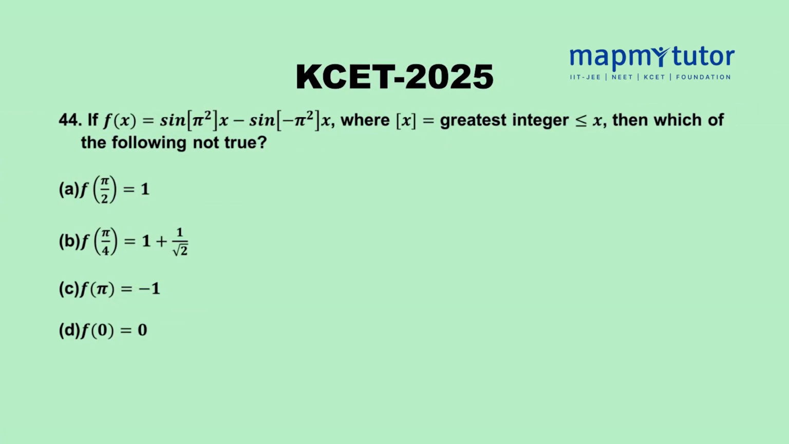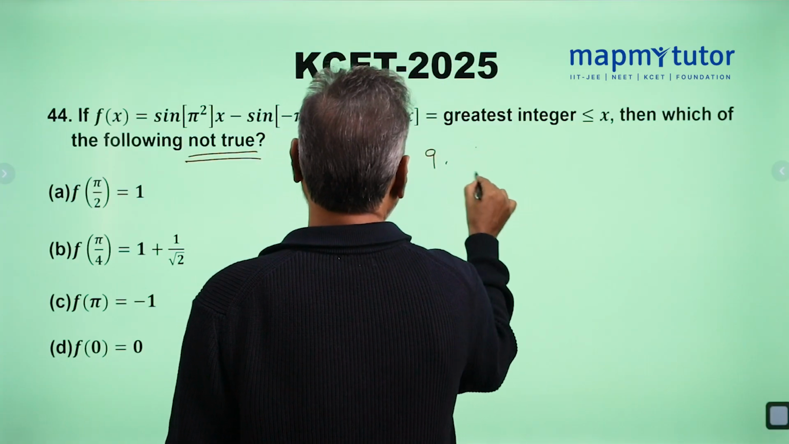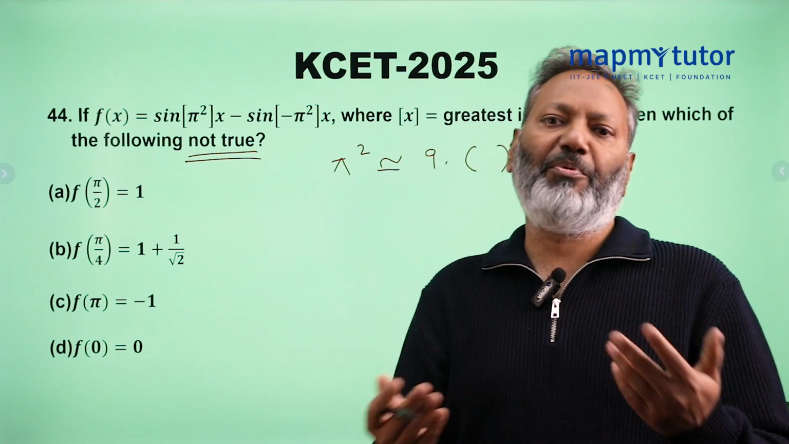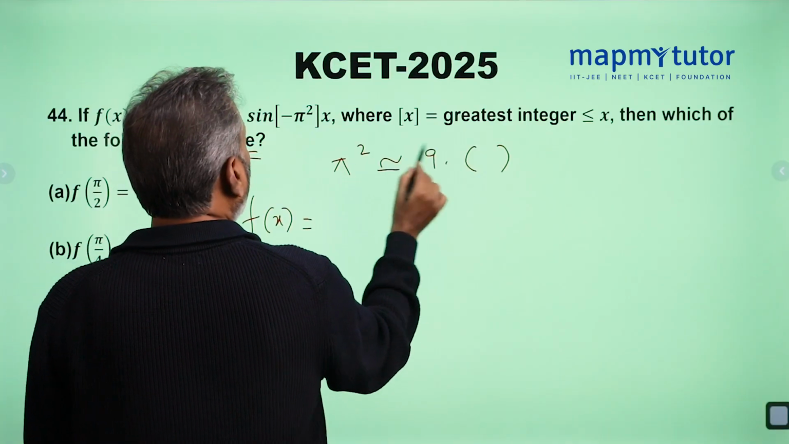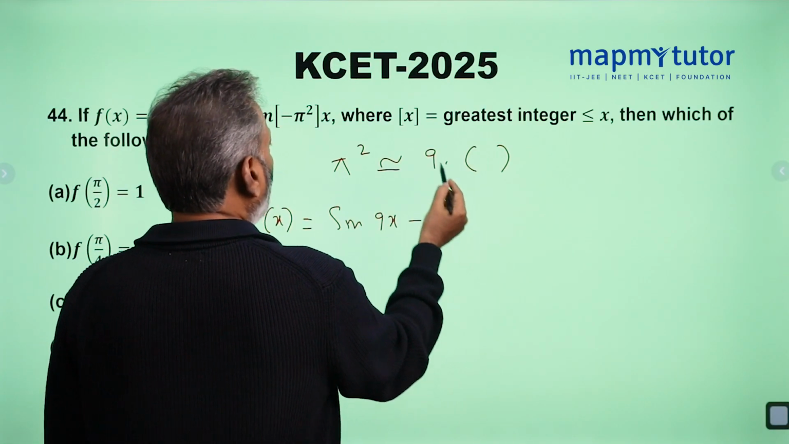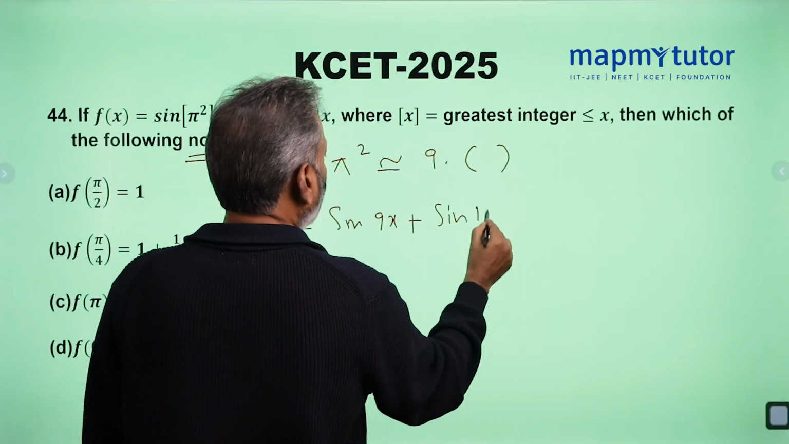f of x is sine of [pi square] x plus sine of [minus pi square] x, where [ ] means the greatest integer function. Of course, it is mentioned: greatest integer less than or equal to x. Then which of the following is not true? Not true. Careful. What is the approximate value of pi square? Pi is 3.14 approximately, pi square is 9.86 or so. The integral part of pi square is 9 only. And hence the first term is sine 9x. What about minus pi square, minus 9 point something? Integral part is minus 10. Sine of minus 10x is minus sine 10x, therefore it will be plus sine 10x.